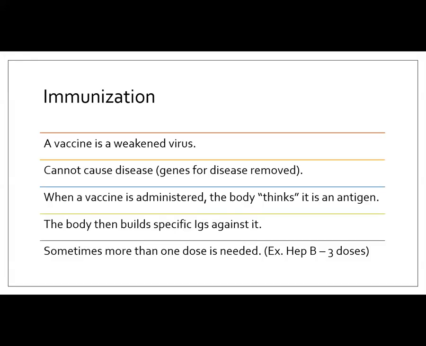An immunization is a weakened virus. It cannot cause disease. Basically, all the genes for the disease are removed. When a vaccine is administered, the body thinks it is an antigen. The body then builds up specific immunoglobulins against it. And then sometimes more than one dose is needed. So like for Hep B, you've got 3 different doses for it.